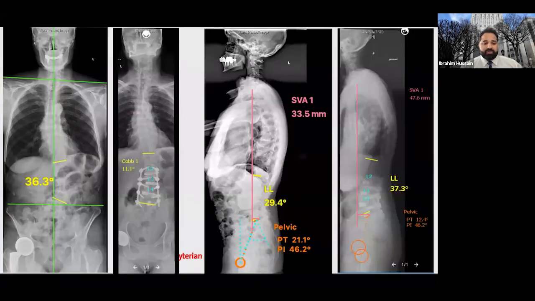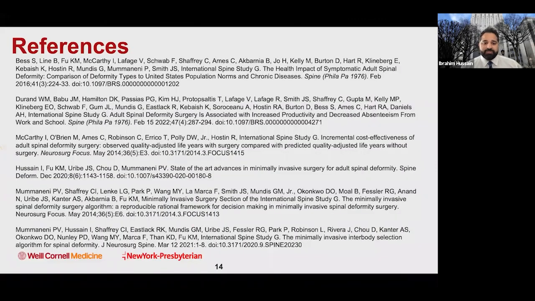And these are the post-op films, which showed a significant reduction in the coronal curve from 36 down to 11, and a significant improvement of the PI-LL mismatch to under 10 degrees while maintaining coronal and sagittal balance.